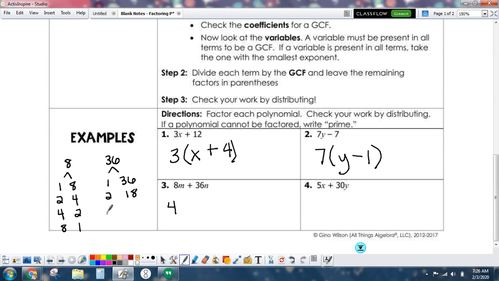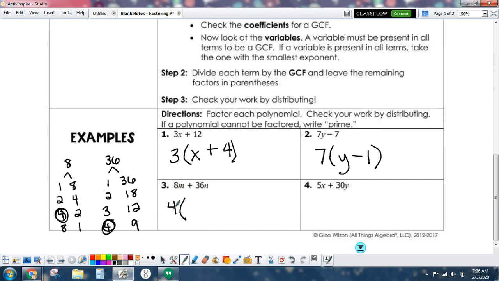I've got 3 and 12. And I've got 4 and 9. So 4 here and 4 here. So I know 4 is going to be the biggest one that we've got. So I'm going to go ahead and use 4.